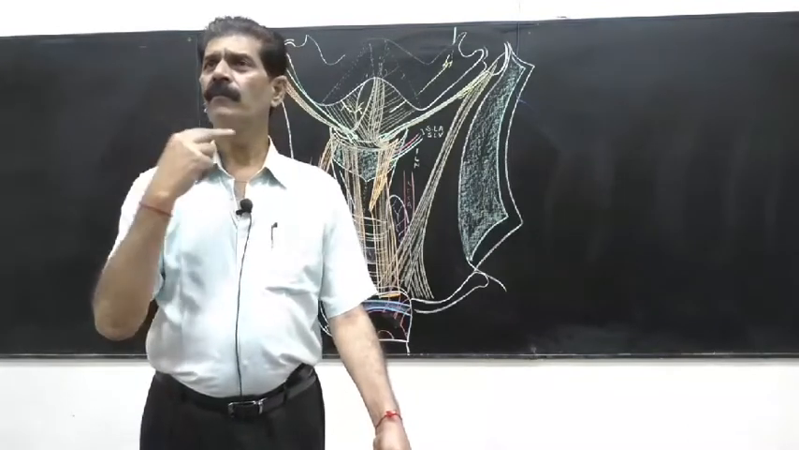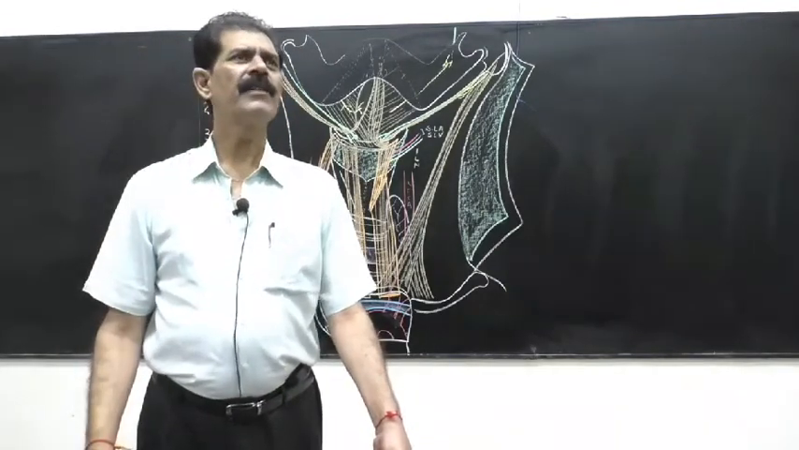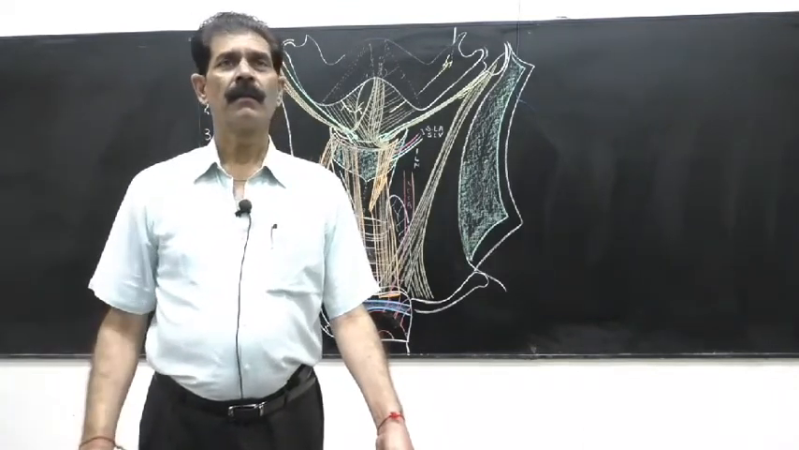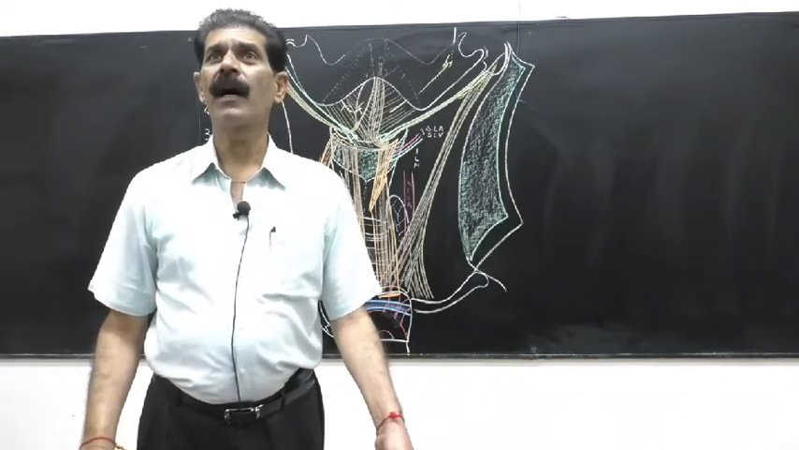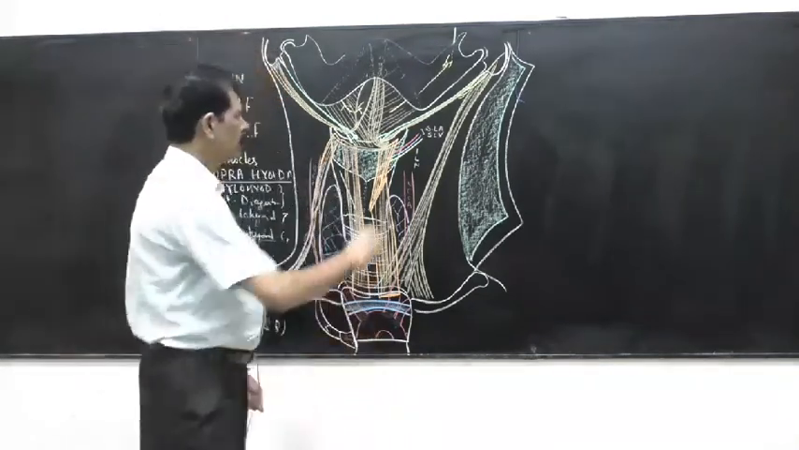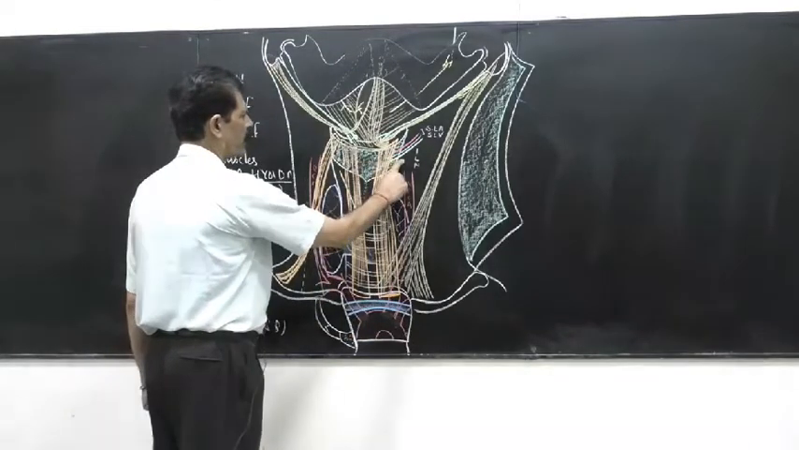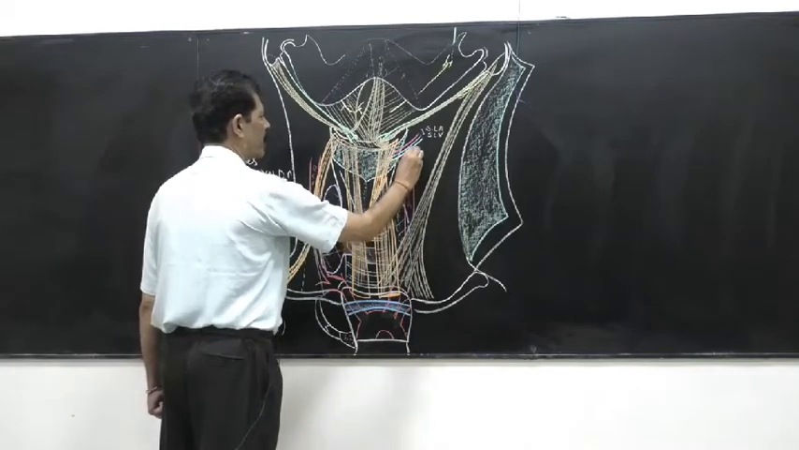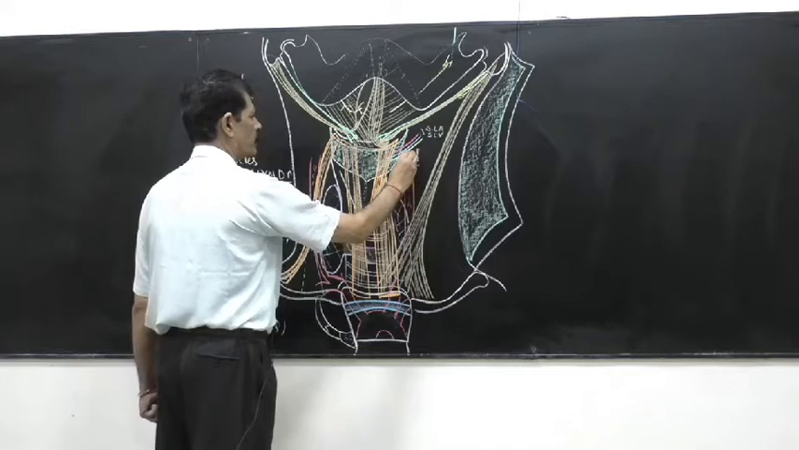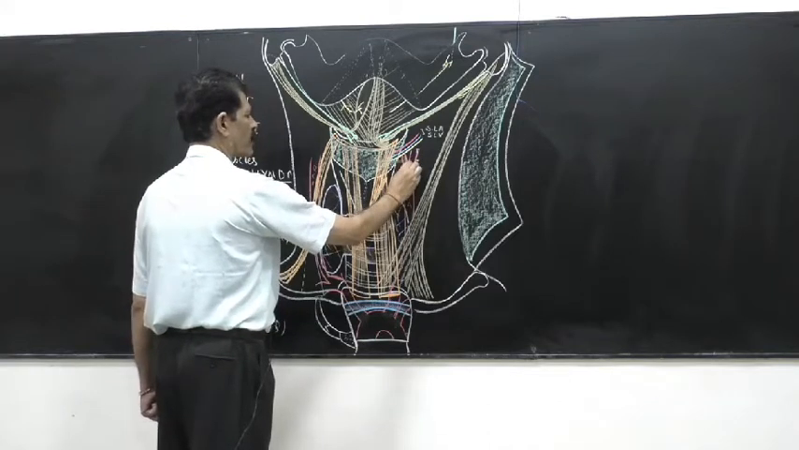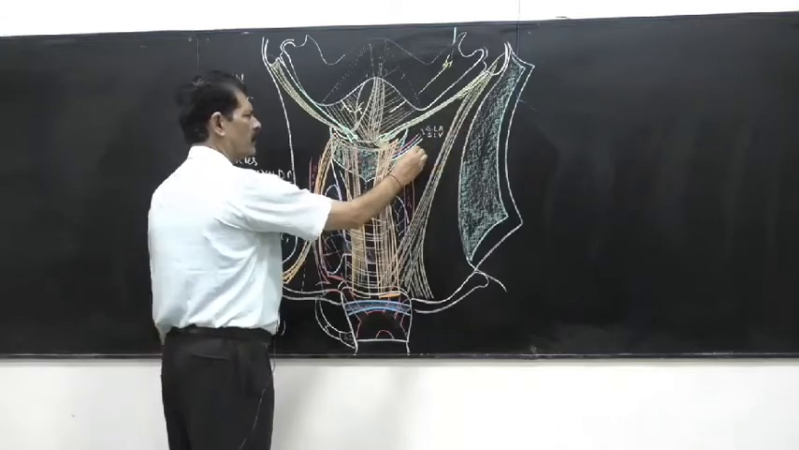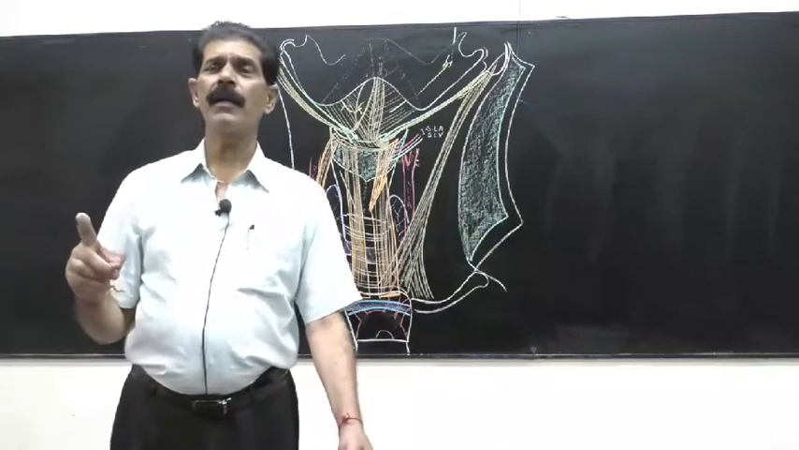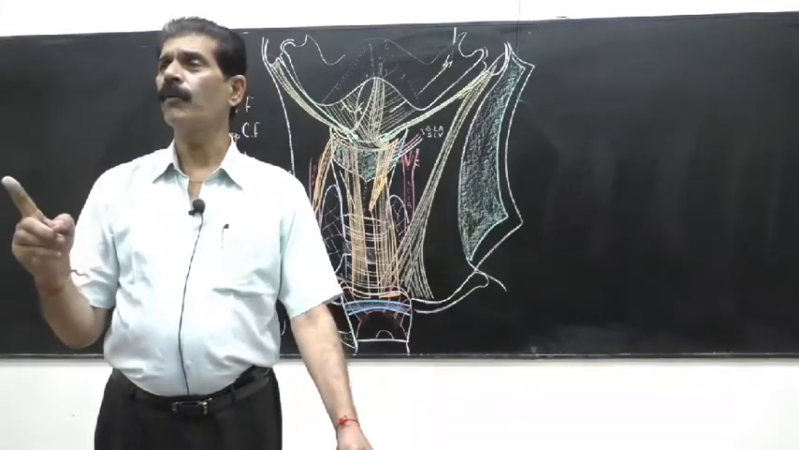At which level? At which level do they bifurcate? This is a very strong viva question. Write down: upper border of the thyroid cartilage. This is the thyroid cartilage. This is the upper border. This is the level of bifurcation into external and internal carotid. So the external carotid is medial, and the internal carotid is lateral.